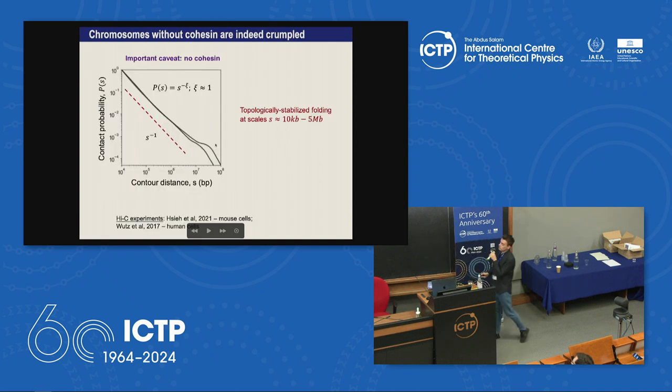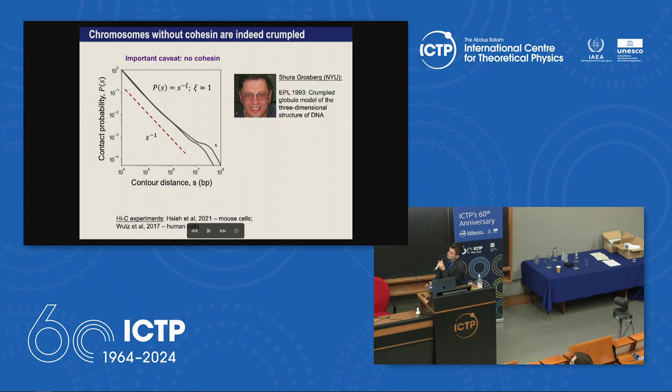And that's how the data looks. For different Hi-C experiments, we can see that P of S stretches over three orders of magnitude in S with exponent minus one. There is one caveat: the data I'm showing you is for the case without cohesin. Cohesin was first depleted from the nucleus, and then Hi-C was done. And that's the curve that we get. So it is quite fractal over three orders of magnitude, which resembles a crumpled globule model.